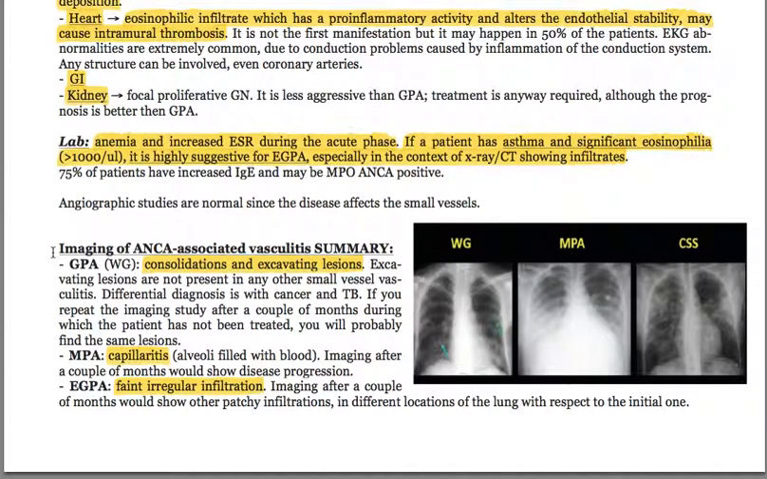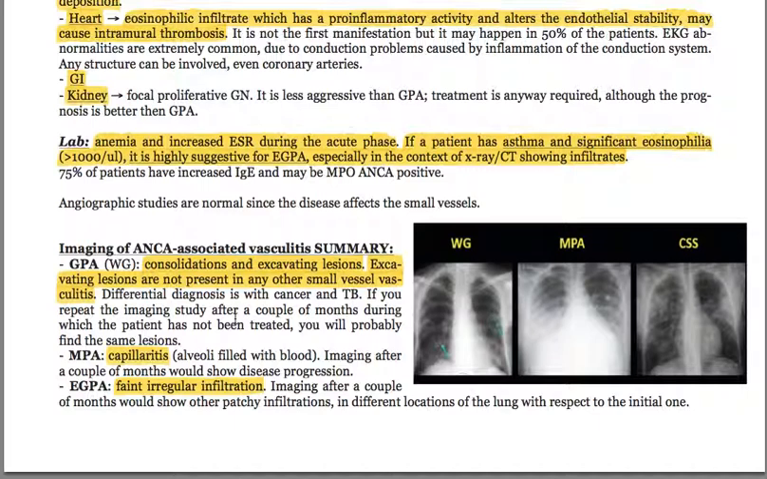Imaging of ANCA-associated vasculitis: summary. In GPA, Wegener's disease, we have consolidations and excavating lesions. Excavating lesions are not present in any other small vessel vasculitis. The differential diagnosis is with cancer and tuberculosis. If you repeat the imaging studies after a couple of months during which the patient has not been treated, you will probably find the same lesions.